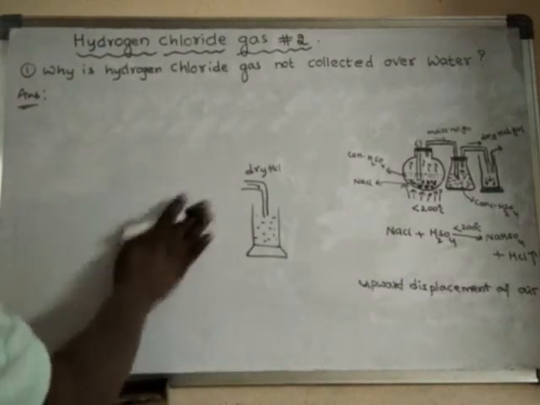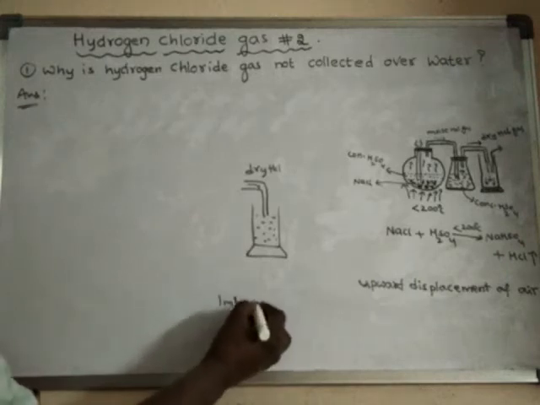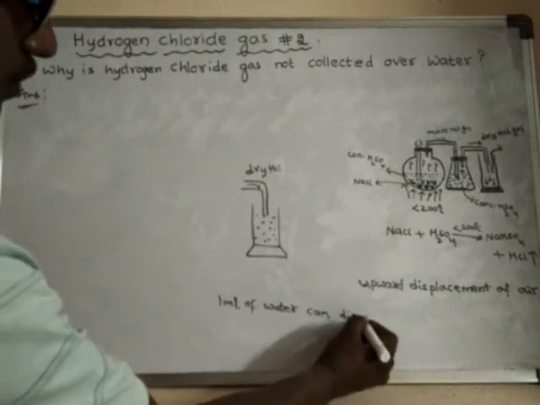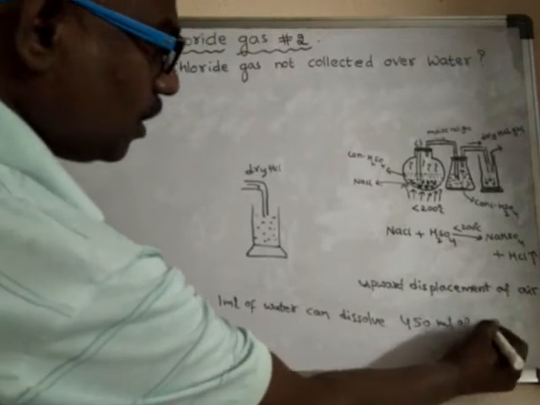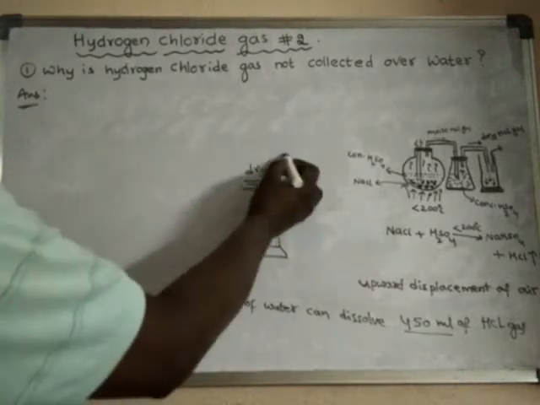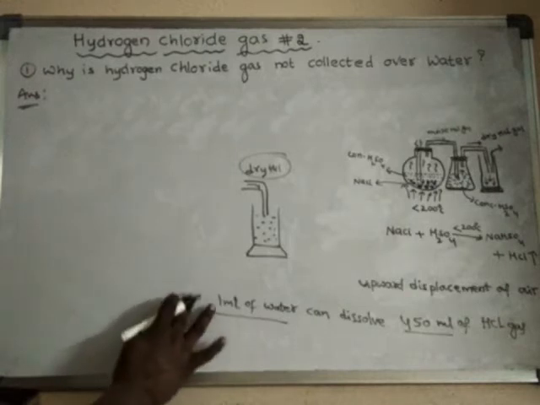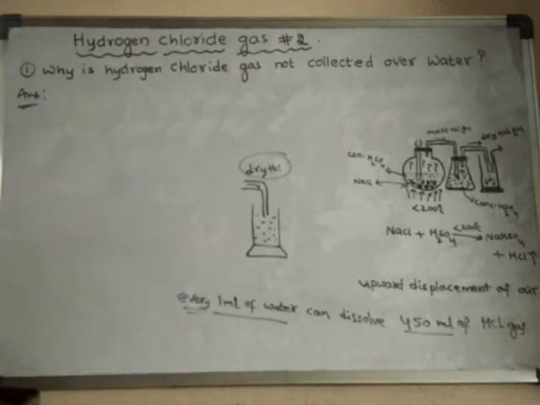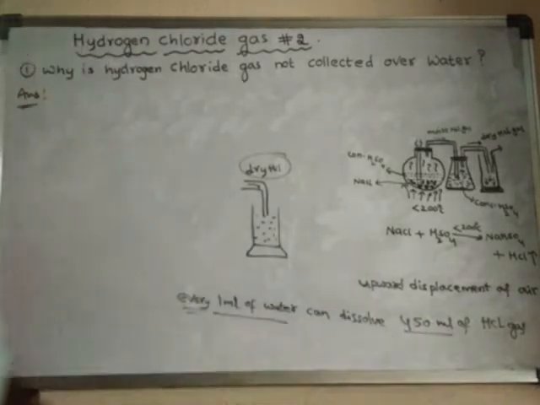How much soluble is it? Look here, every 1 milliliter of water can dissolve 450 milliliters of HCl gas. That much soluble the HCl gas is. So that means it is very, very highly soluble. HCl gas is highly soluble in water.